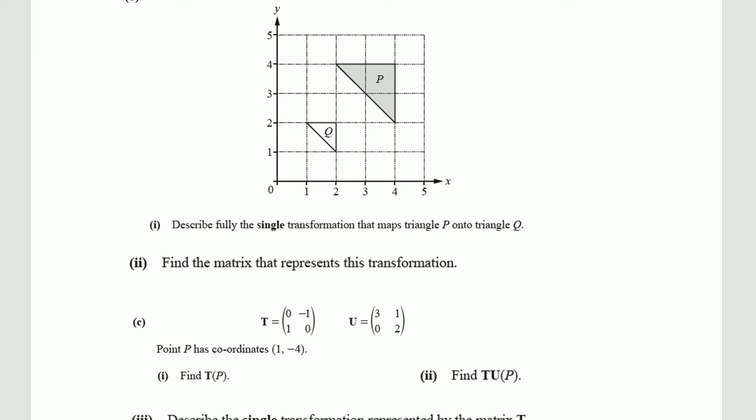Okay, so we're asked to describe fully the single transformation that maps triangle P onto triangle Q. Read these questions carefully. Triangle P is the larger one and triangle Q is the smaller one. Now, it should be pretty clear to see that triangle Q is half the size of triangle P. We still call this an enlargement. It's an enlargement, scale factor 1/2.